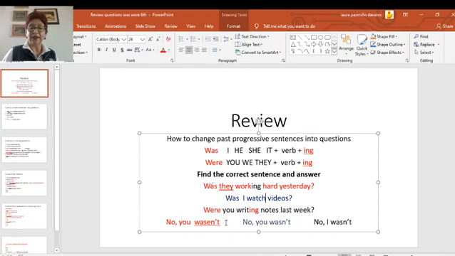No, you wasn't. No, you wasn't. Or no, I wasn't. Which of these three answers do you think is the correct one? The first one, the red? No. Look at this. No, we don't write with the letter E here. No E. No, you wasn't. You goes with were. No, not correct.